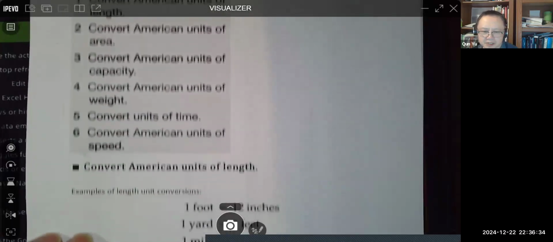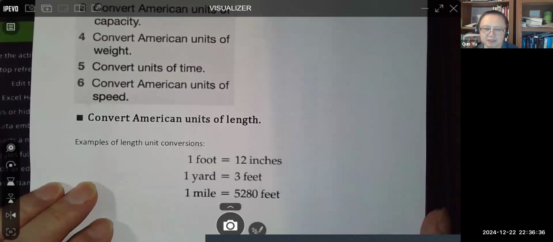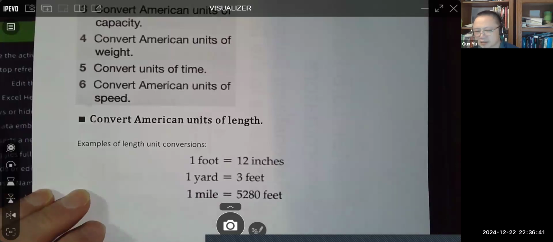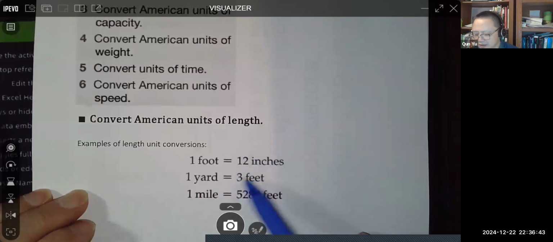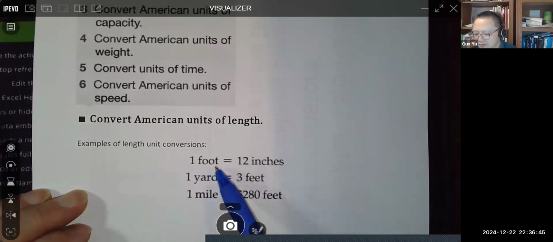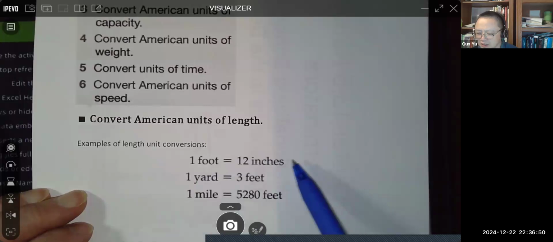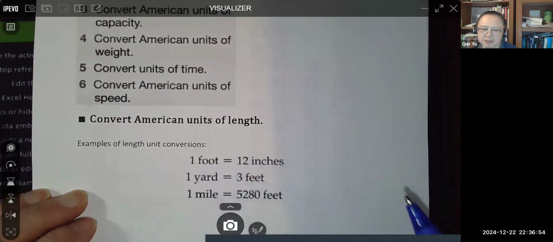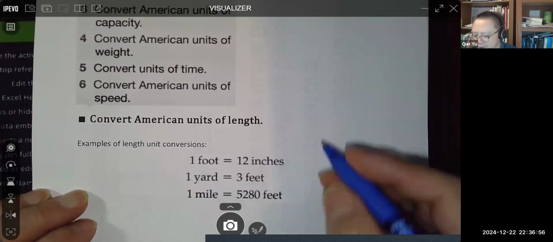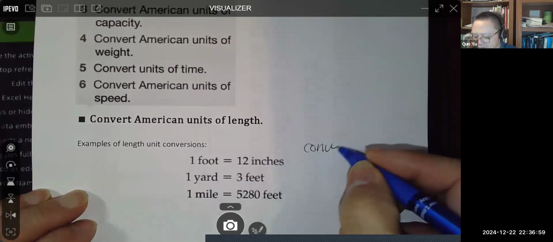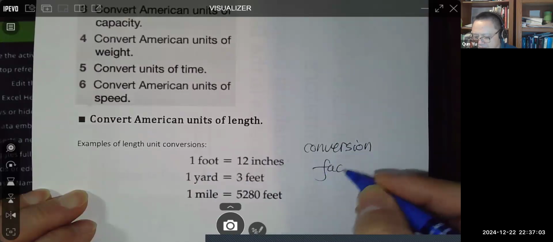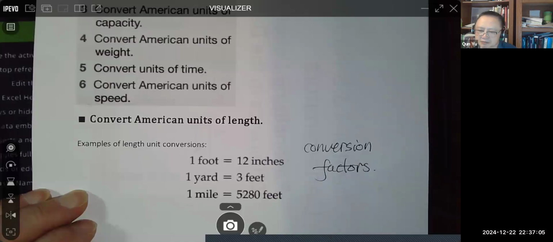Okay, one by one. First, we have these American units for the length. Certainly there are more than this, right? It's just a sample of it. So 1 foot equals 12 inches. We call this conversion factors. So 1 foot, 12 inches, 1 yard, 3 feet, and so on. They are called conversion factors.